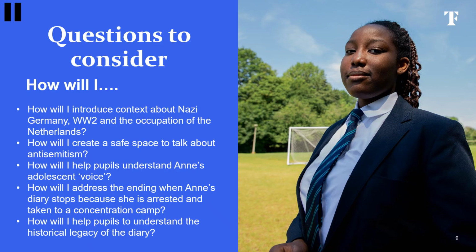How will I introduce context about Nazi Germany, World War II, and the occupation of the Netherlands? How will I create a safe space to talk about anti-Semitism? How will I help pupils understand Anne's adolescent voice? How will I address the ending when Anne's diary stops because she is arrested and taken to a concentration camp? And how will I help pupils to understand the historical legacy of the diary?